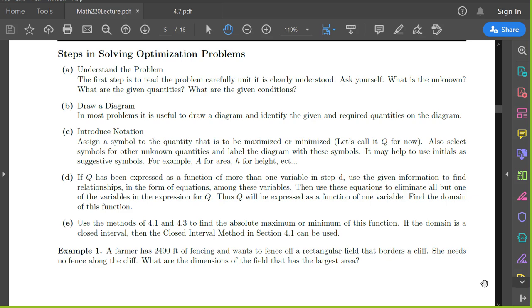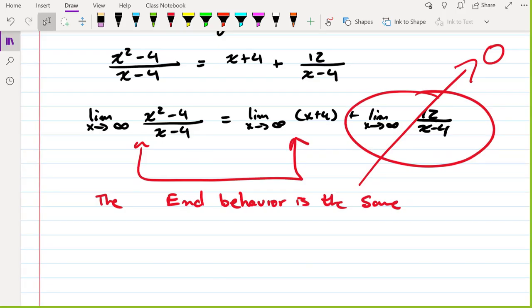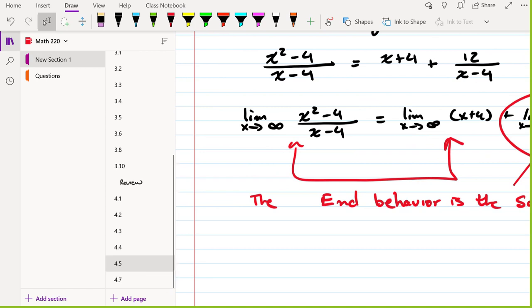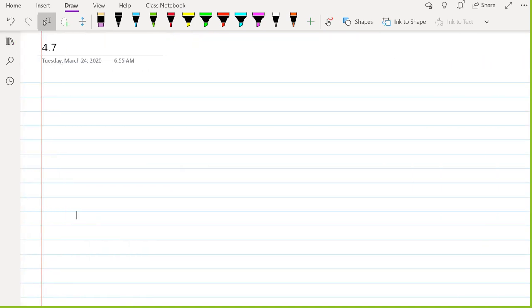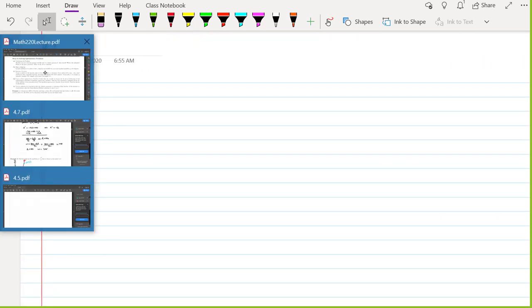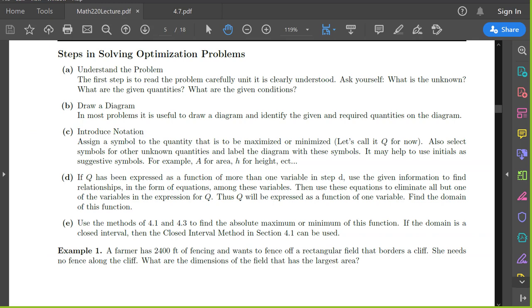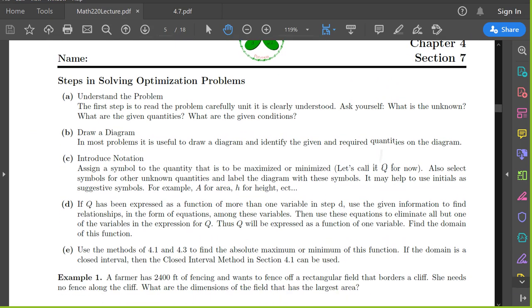All right, so 4.7 is called Steps in Solving Optimization Problems. This is really one of the best applications of calculus. Our goal is that we are going to want to maximize something, or we're going to want to minimize something. If we take a look at this, it's got some examples of, or a procedure of how we're going to do this.